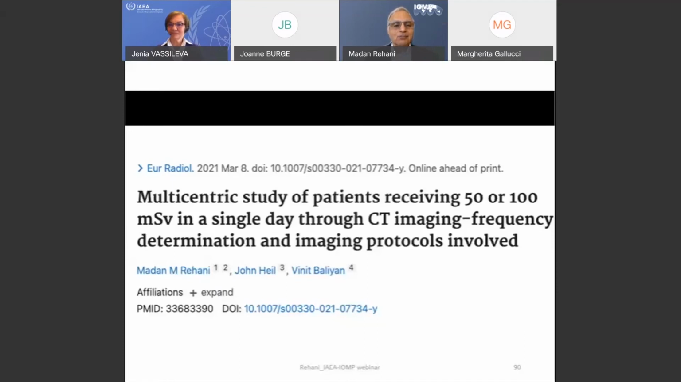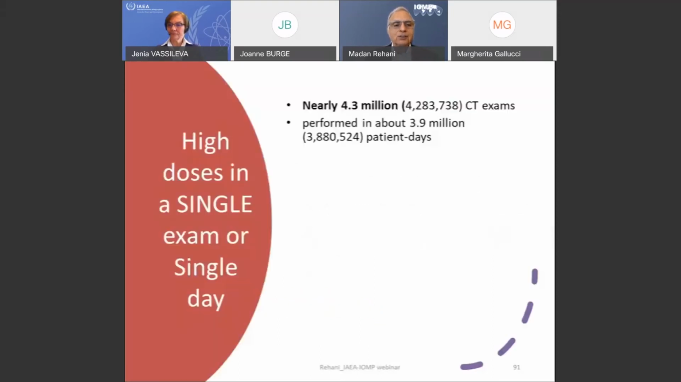published a couple of weeks, maybe 2 weeks ago, 8 March. So it's only 1 week ago, in which we have focused only on single-day radiation dose. And we had 4.3 million CT exams in these patients performed in about 3.8 million patient days. 0.8% received more than 50 millisievert in a single day. 0.03% had received 100 millisievert in a single day.